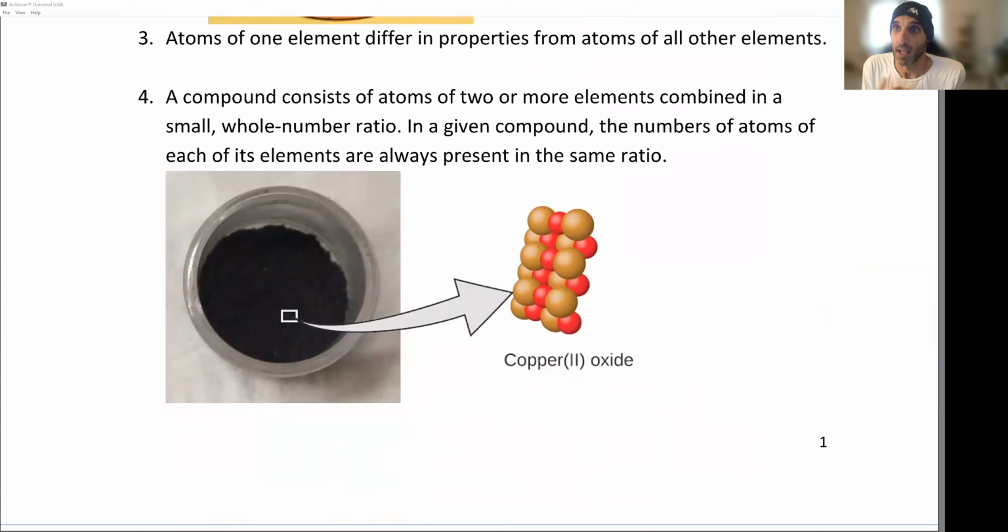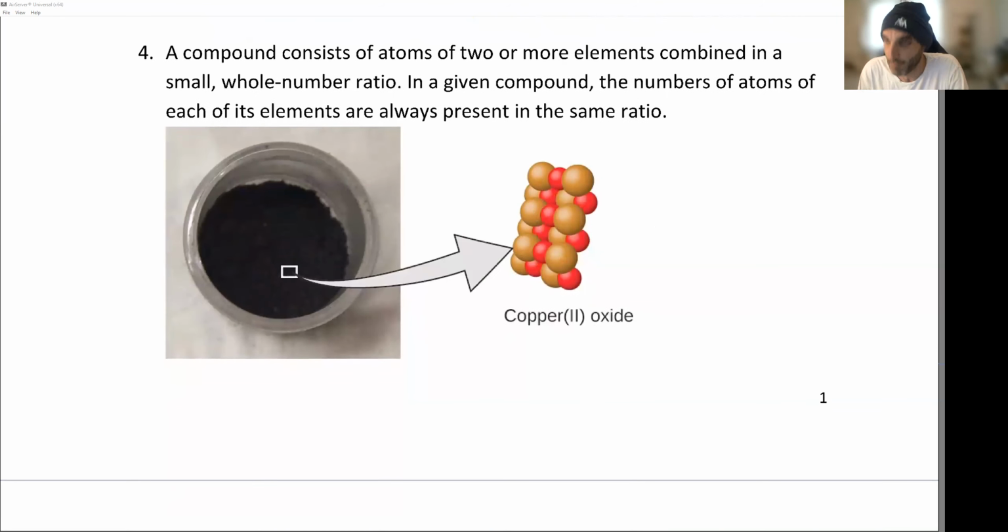All right, next. Atoms of one element differ in properties from atoms of all other elements. And that's true. So elements are different. I cannot simply replace carbon with silicon and have the same exact compound. So atoms of one element differ in properties from atoms of another. Basically, it's differentiating that elements are unique in their makeup.